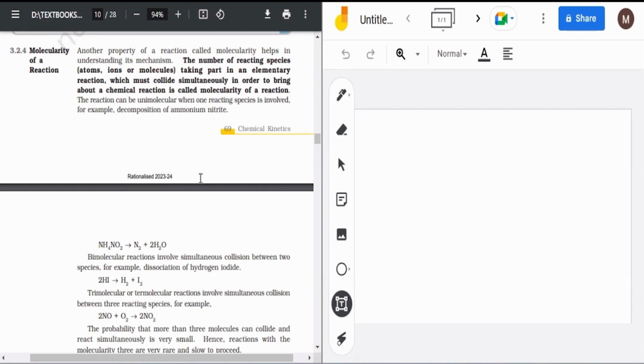Molecularity basically define करती है कि कितने reactants आके आपस में भिड़ रहे हैं, combine हो रहे हैं chemical reaction करने के लिए. The number of reacting species which take part in an elementary reaction. Elementary means complex ना हो, मतलब ऐसी कोई reaction ना हो जो 4-5 reaction को मिलके बन रही हो. जो single reaction होती है उसको हम लोग बोलते हैं elementary reaction. तो जितने reacting species आके collide कर रहे हैं, that defines the molecularity of a reaction.